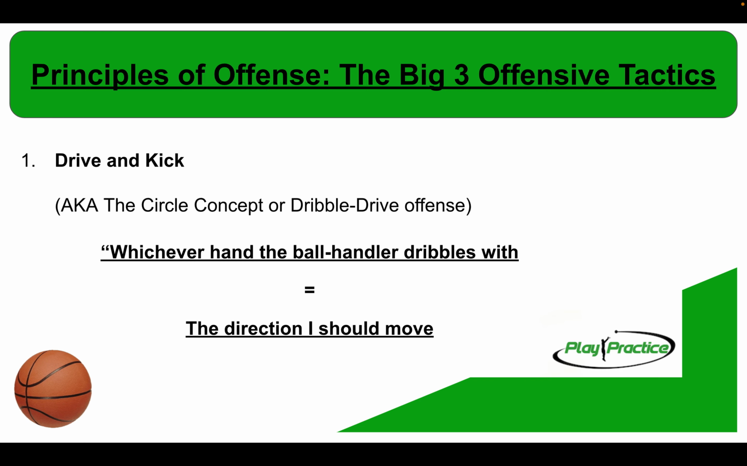So the basic description I use for this is whichever hand the ball handler dribbles with equals the direction I should move as a player, a teammate of that ball handler. And you get players really synchronized around this concept, whether you're playing 3-on-3 at the 3rd and 4th grade level, or you're playing 5-on-5 at the 7th, 8th grade level with the addition of an inside man, what we call the dunker. You can do a whole lot of damage to other teams just exploiting defensive psychology, is kind of how I like to think about this.